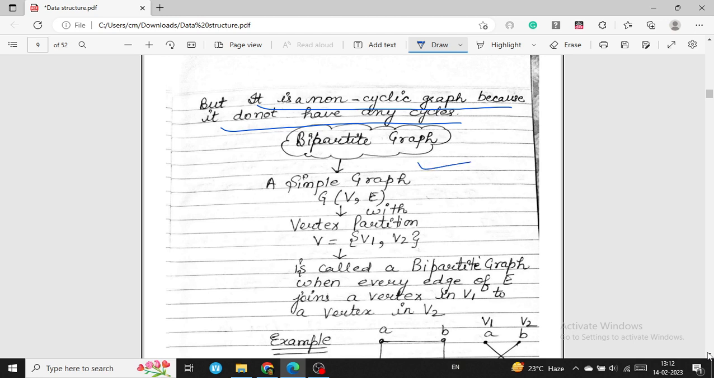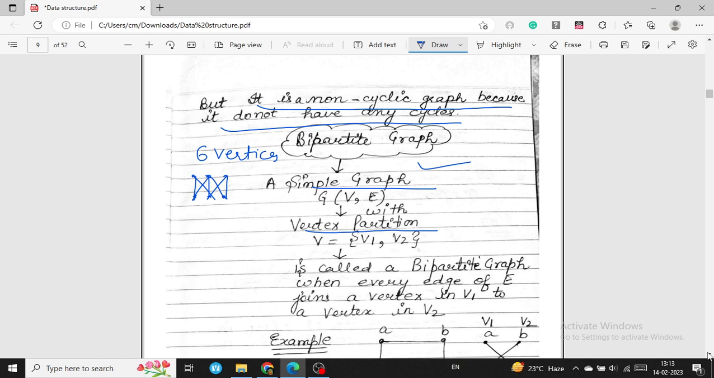Bipartite graph means a simple graph with a vertex partition. When we make a vertex partition, for example, we have a graph with 6 vertices and we partition it into 3 and 3 vertices. We take 3 vertices and cross them with the other vertices, such that they can be connected with each other by their edges. That is known as a bipartite graph.